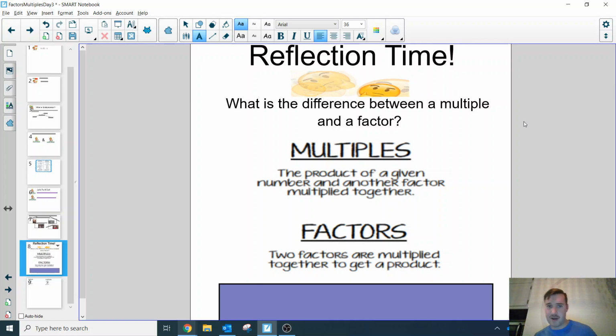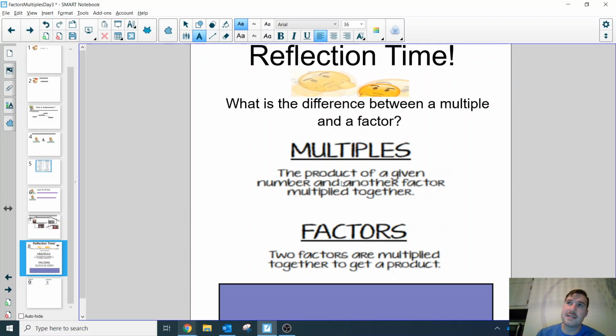Let me just refresh here, talking about multiples and factors. A factor is a number that we multiply with another number to get a product. A multiple is the product of a given number, so a specific number, and another factor multiplied together.